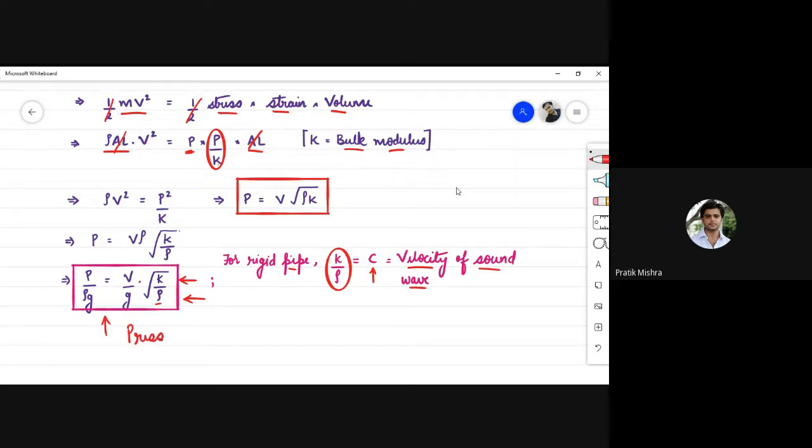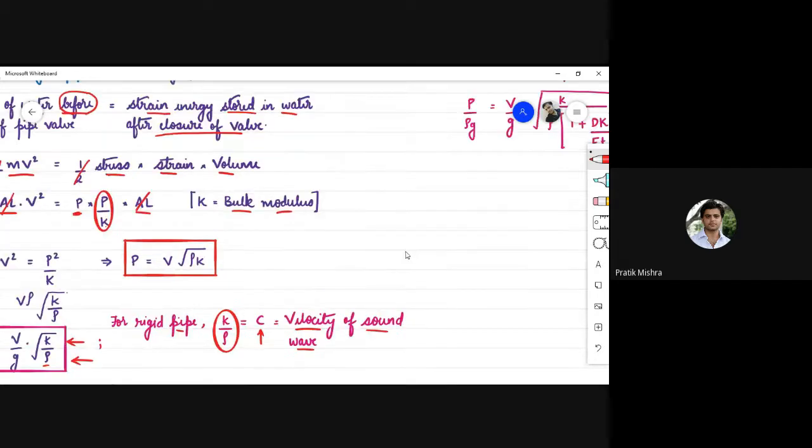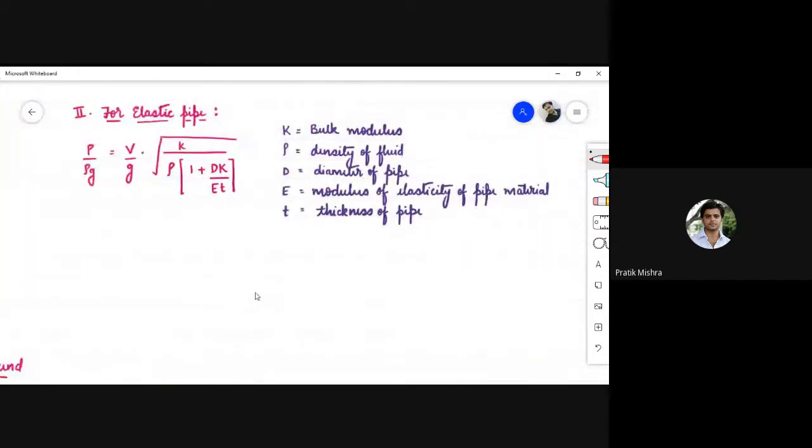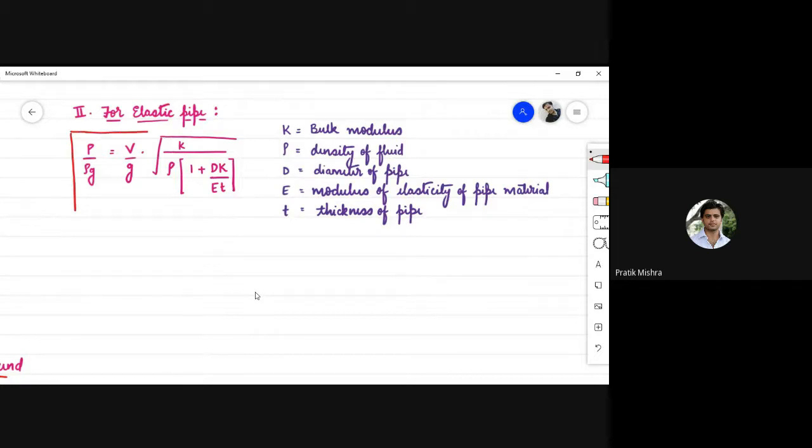Moving on to the last case. Again, for the sudden closure, if you have an elastic pipe, the value of pressure head can be calculated as P by rho g equals V by g into root over K by rho, bracket में 1 plus d K by E t. So this is the direct formula for sudden closure of a valve if you are using an elastic pipe.